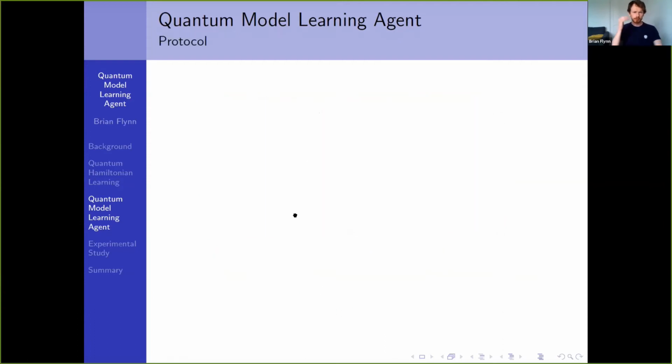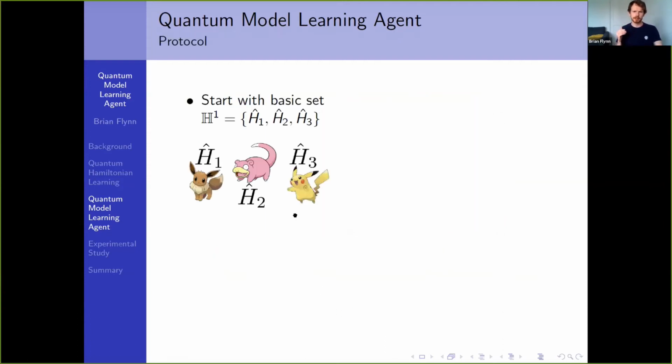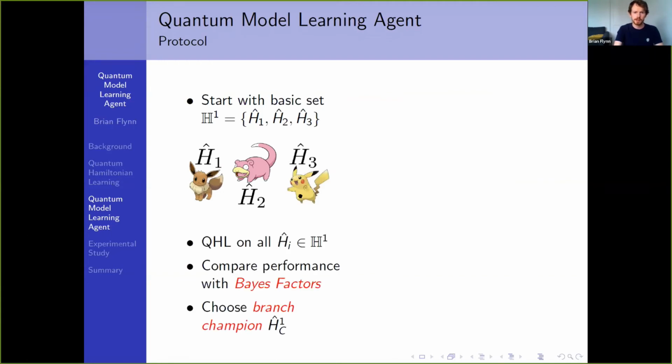So I'm going to go through the protocol twice just so that's clear. We're going to start with a basic set of models. In this case, you can think of these as, say, the Pauli operators or something similar, right? So you've got 3 models in this case. Let's call it a branch. And what I can do is perform QHL on each model in here. Then I can compare them with Bayes factors one-on-one, which lets me choose a branch champion out of this set that I started with.